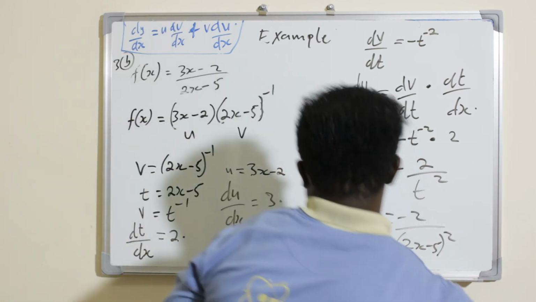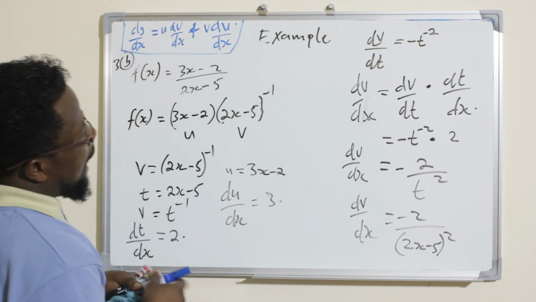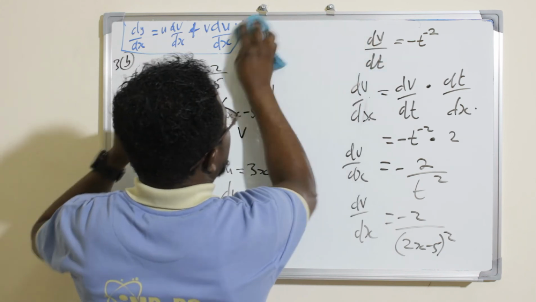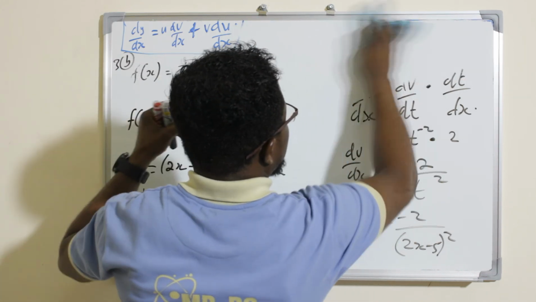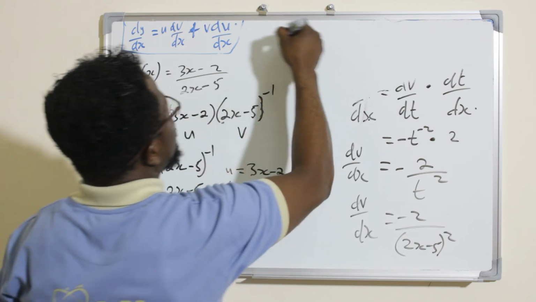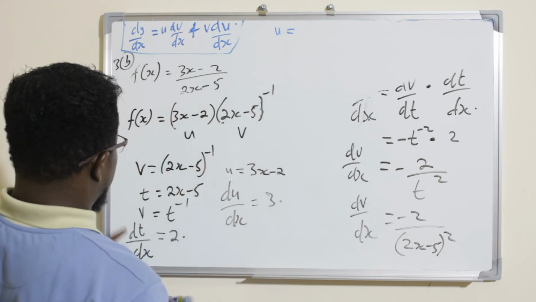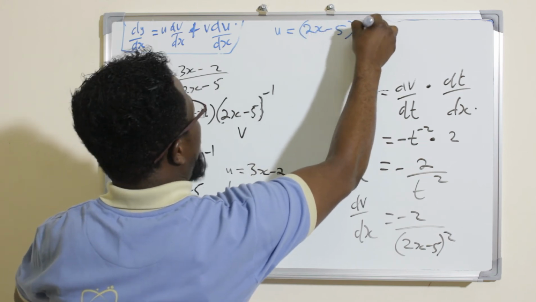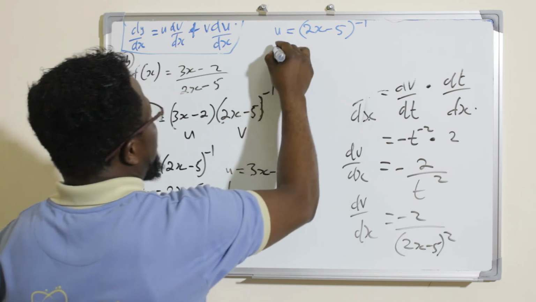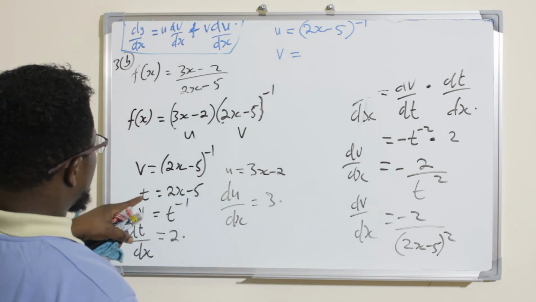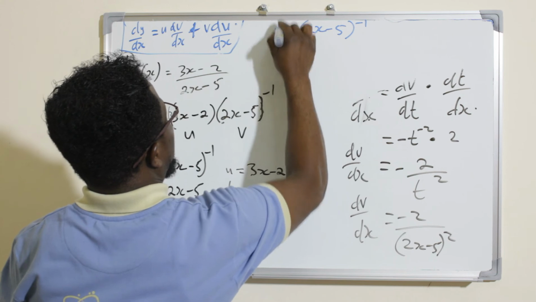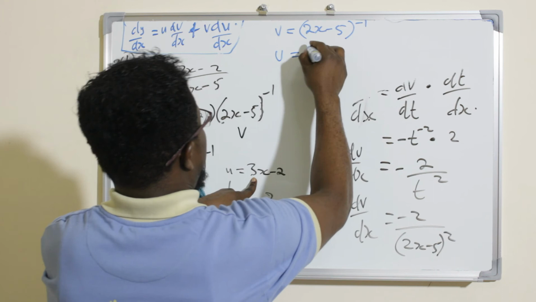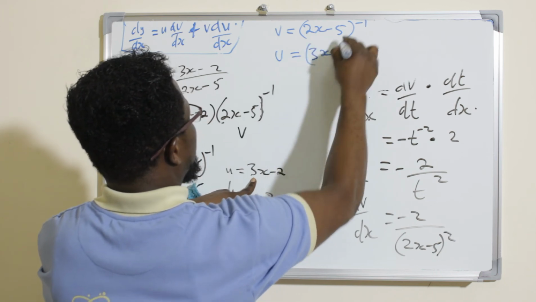So to finalize that, all that I need, I'm going to write it one side, then clear the ones that I don't need now. So let's see the ones that I need. I need v, and I know v is 2x minus 5 exponent negative 1. Oh sorry, this is v. Okay. So what is u? My u is 3x minus 2.